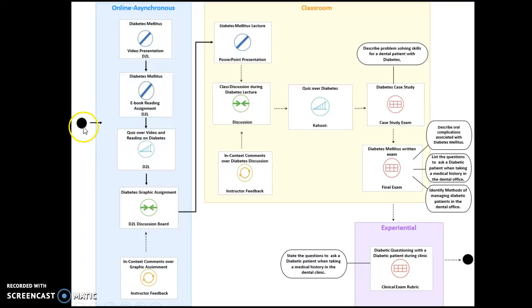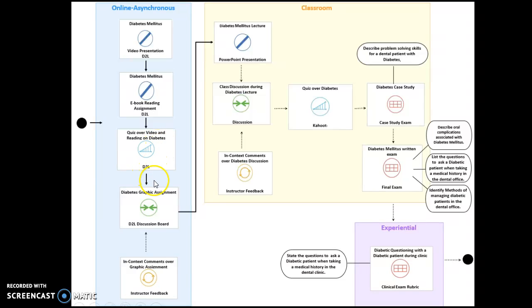As you can see here, we start with the course going into online asynchronous, and the student or learner will first watch a video presentation and then an ebook reading on D2L. Then they will move on to a quiz over the video and the reading on diabetes, and all done on D2L.